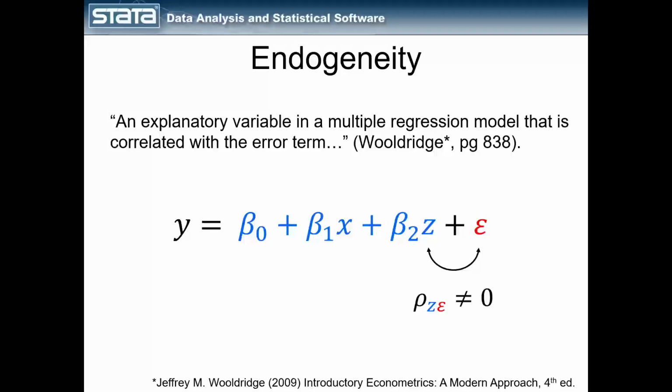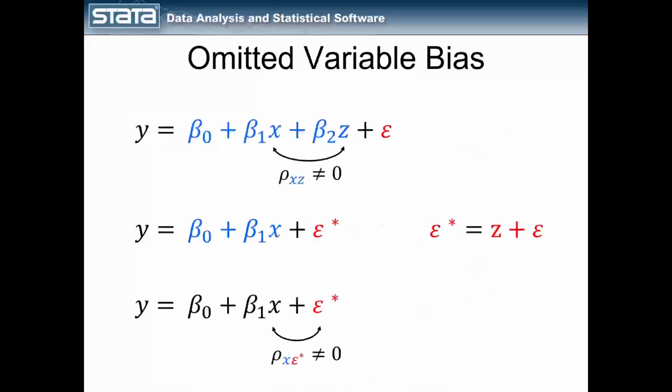So first, let's define endogeneity. Jeff Wooldridge, in his Intro Econometrics book, defines endogeneity as an explanatory variable in a multiple regression model that's correlated with the error term. That's just a simple definition of it. So if I have a covariate Z in my model and it's correlated with the error term, I would say I have this issue of endogeneity.